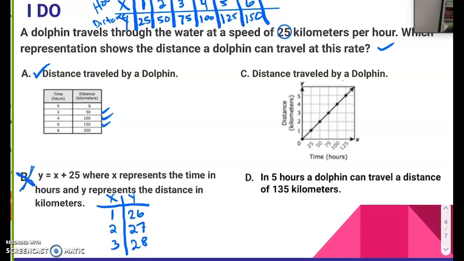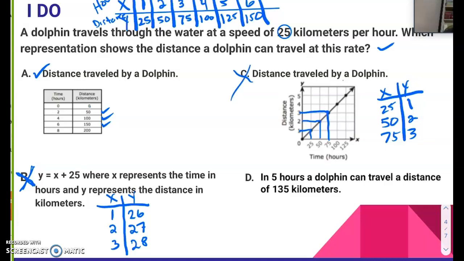Let's look at C. And now again, I'm going to do a little table because the table is always helpful. Okay? X and Y. So if X is 25, Y is 1. If X is 50, Y is 2. If X is 75, Y is 3. And if I look at my table on top, I know this one's not even close to it either. So we'll eliminate that one.